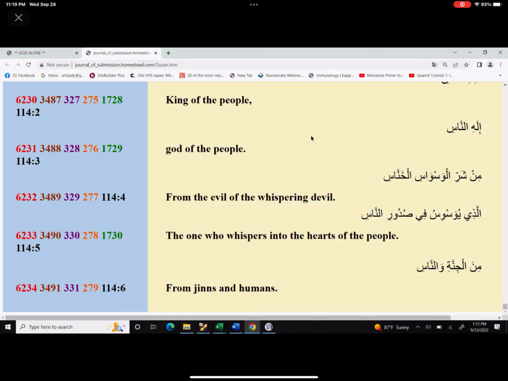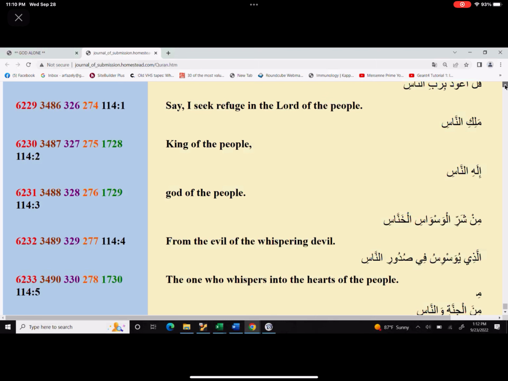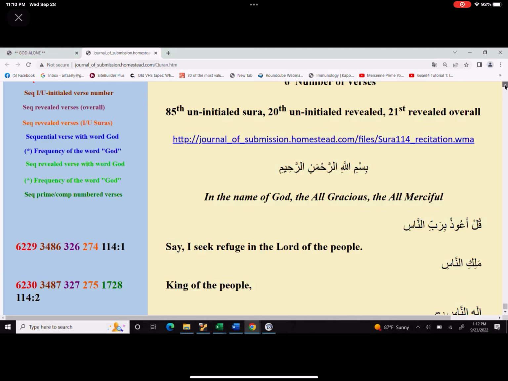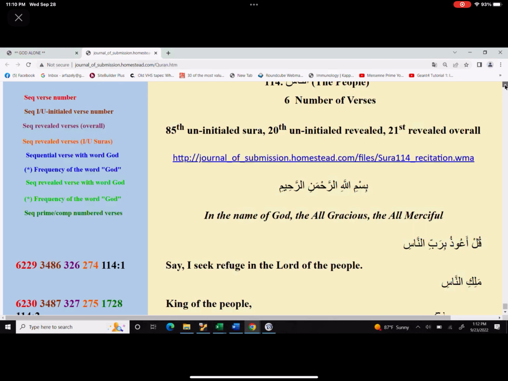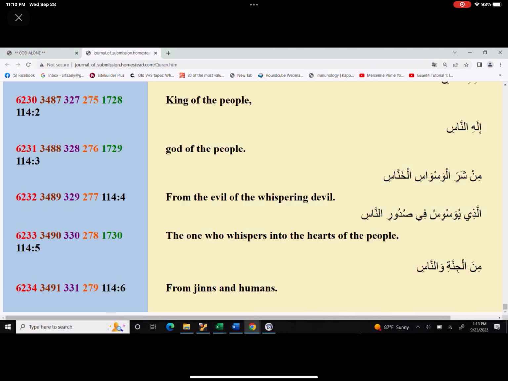Okay, so if we go to the definition of these color codings here, it says that 279, which is orange, is the sequential revealed verse in the uninitial surahs in the Quran. So 279 is the number of verses revealed in the uninitial surahs. Okay, and 114.6 is obviously obvious.